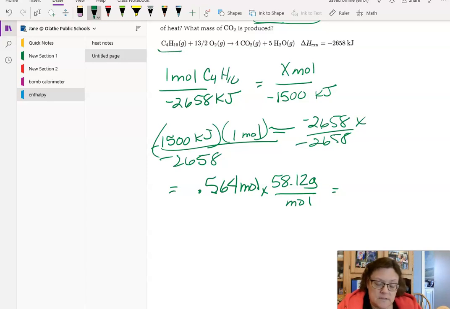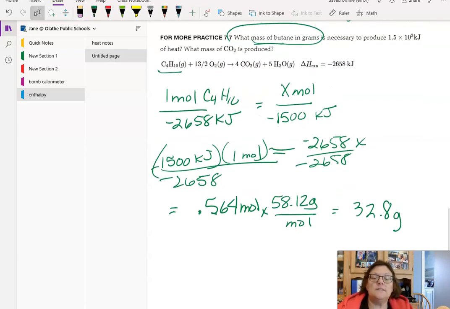So 0.564 times 58.12, 32.8 grams. Okay? So this should set you up in order to do the section called enthalpy in your Mastering Chemistry online Pearson stuff. Okay? So go ahead and try that next part.